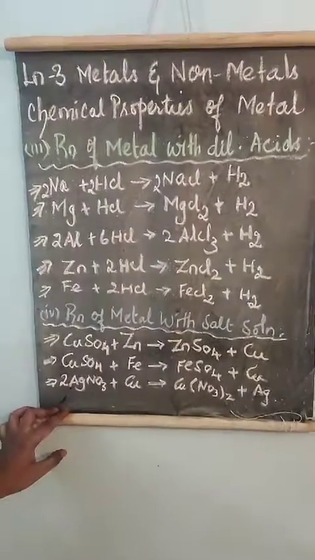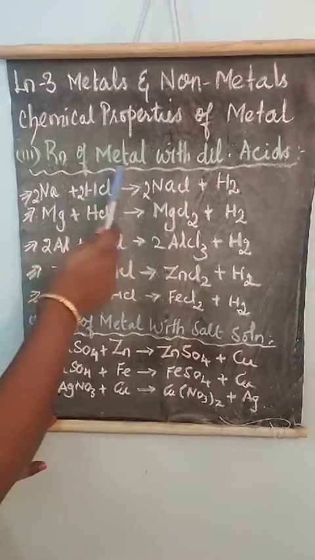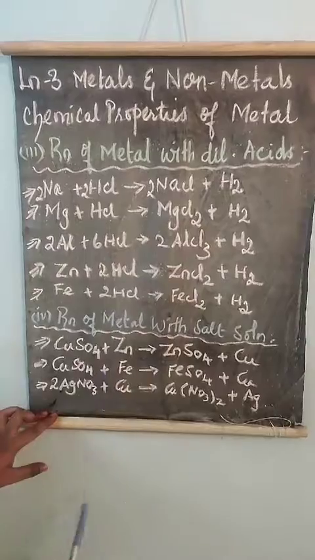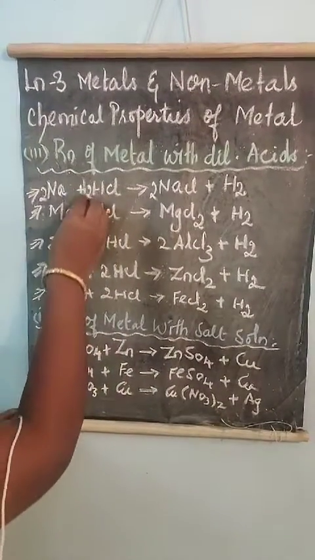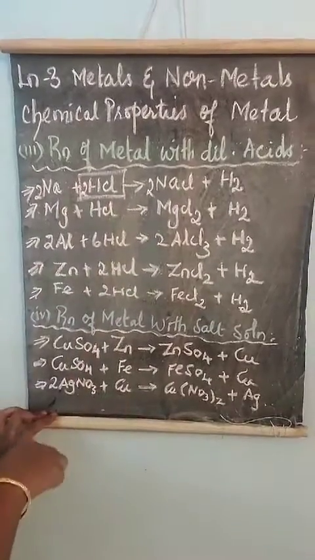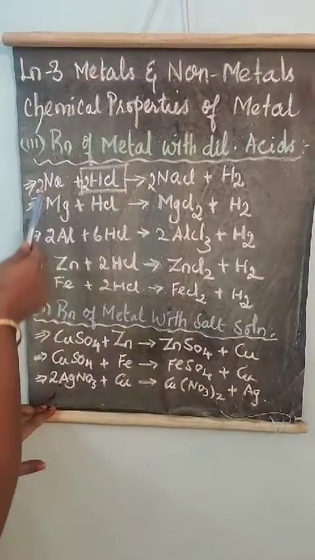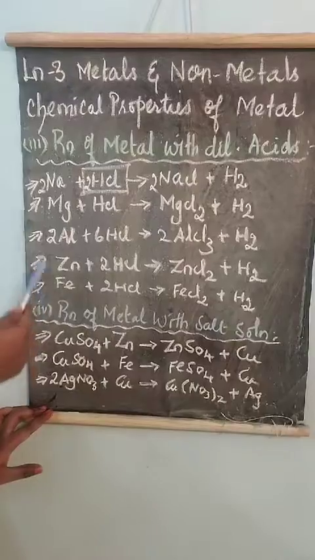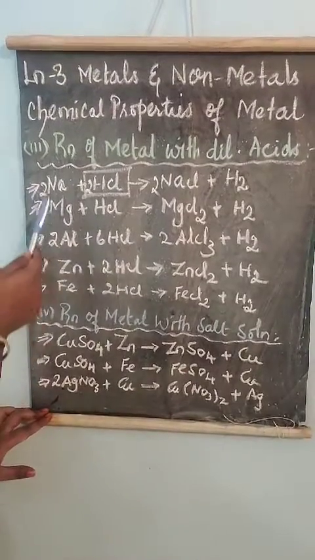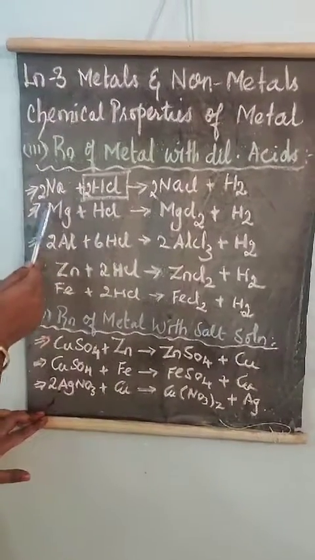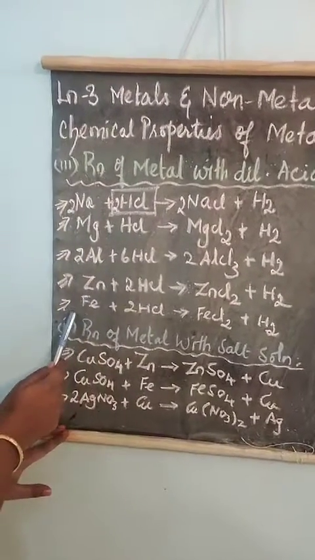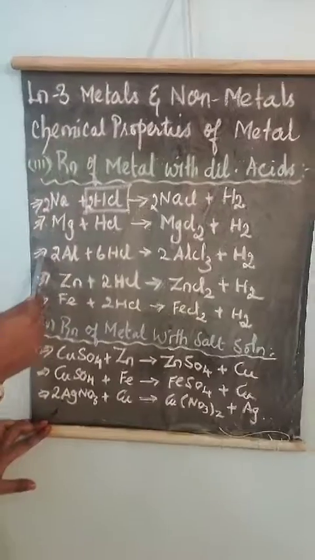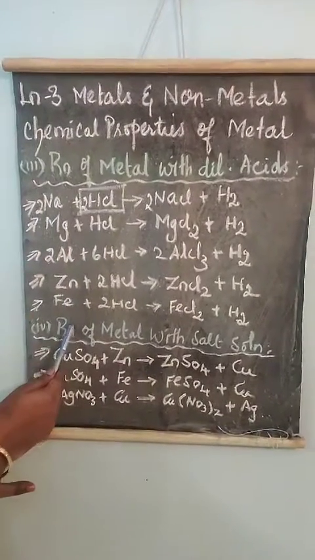Metal with other substances. So the first one is reaction of metal with dilute acid. Here, as a dilute acid, I have taken the simple example of hydrochloric acid. In this order you can find that sodium is the most reactive metal, then magnesium, then aluminium, then zinc and then iron. According to this order only I have written the metals.